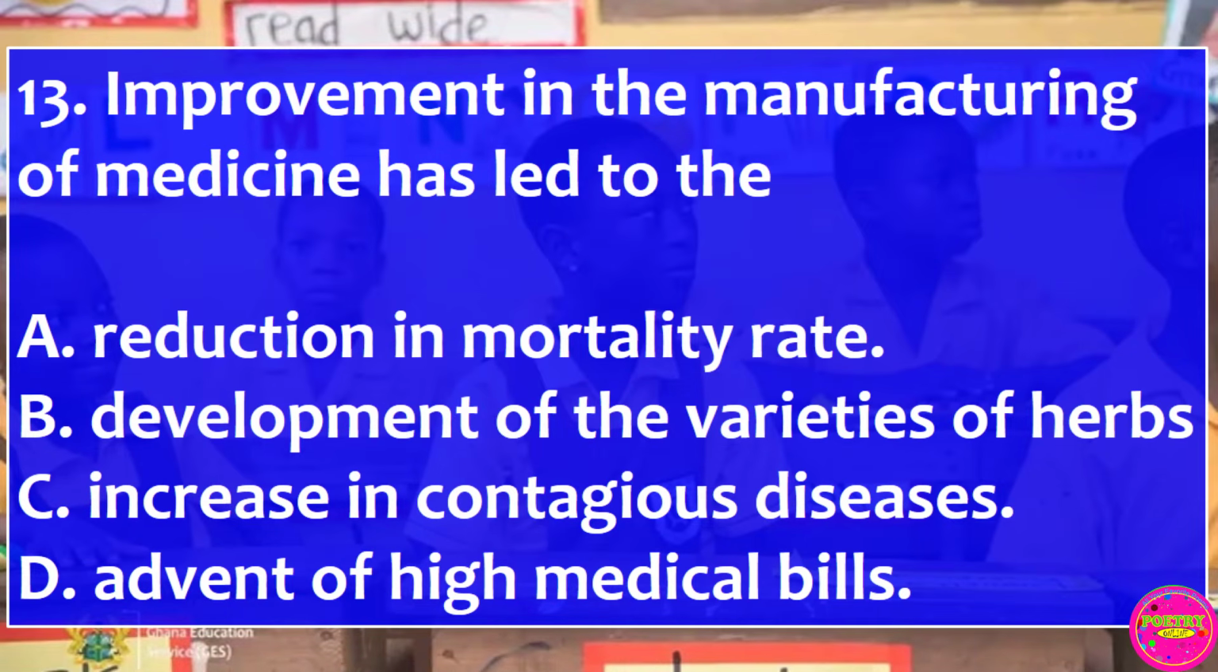Question 13. Improvement in the manufacturing of medicine has led to the A. Reduction in mortality rates. B. Development of variety of herbs. C. Increase in contagious diseases. D. Advent of high medical bills. The correct answer to this question is A. Reduction in mortality rate.